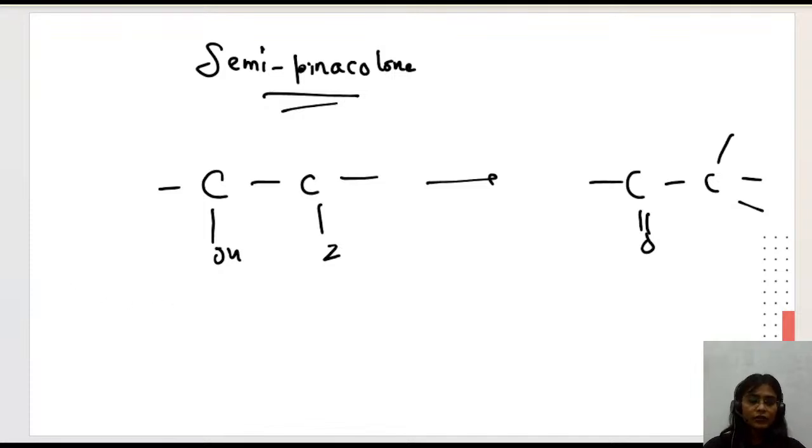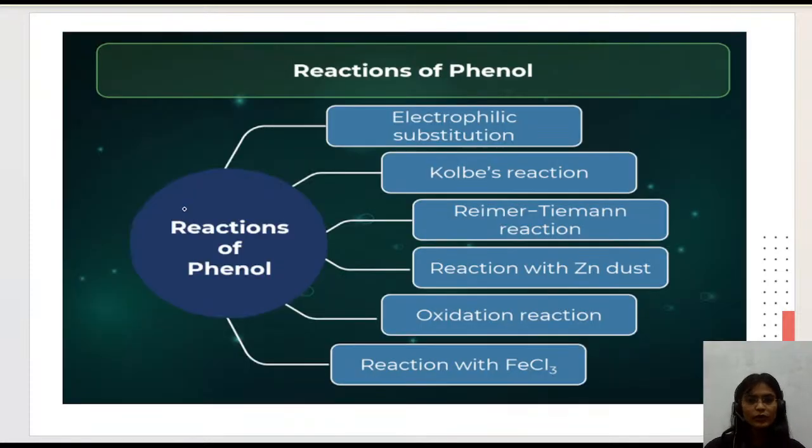Now let's start with today's class. In today's class, we are going to discuss the reactions of phenol. That's it for the alcohols; now we're going to discuss the phenol part. The topics we are going to cover are the electrophilic substitution reaction, then Kolbe's reaction, then the Reimer-Tiemann reaction, then the reaction with zinc dust, then the oxidation reaction, and the last one is the reaction with FeCl3. We are going to discuss these one by one.